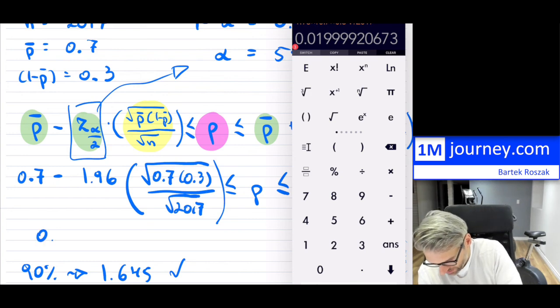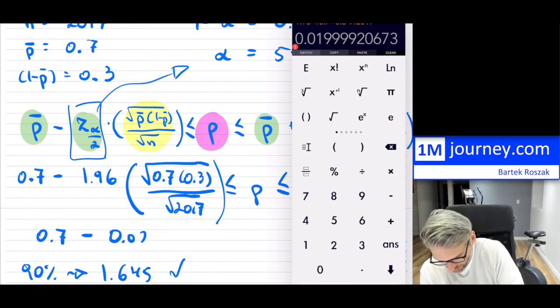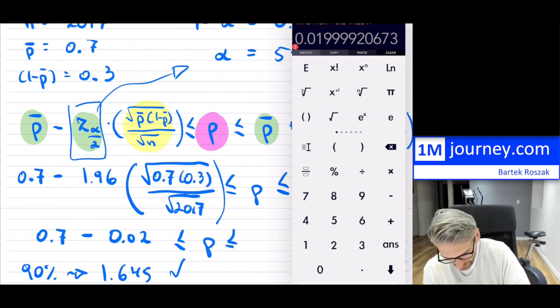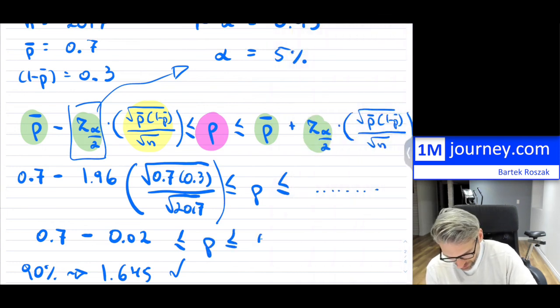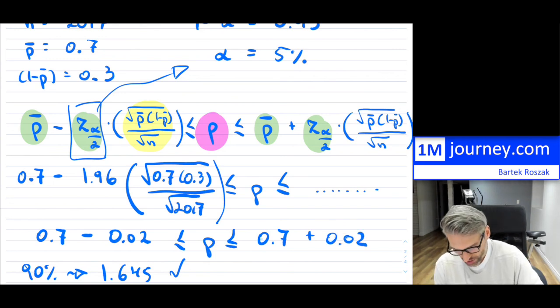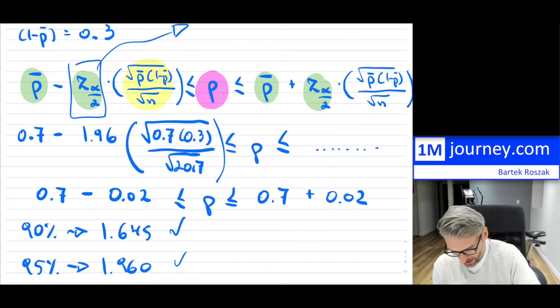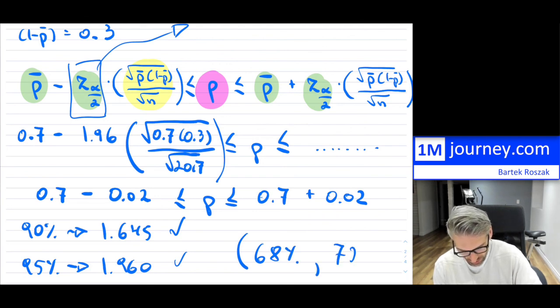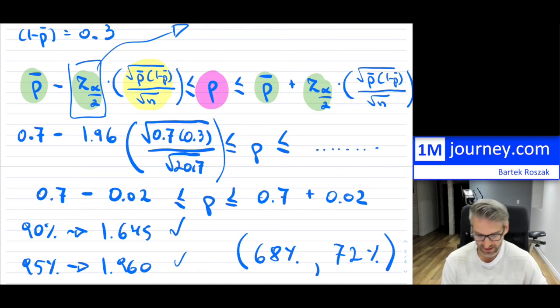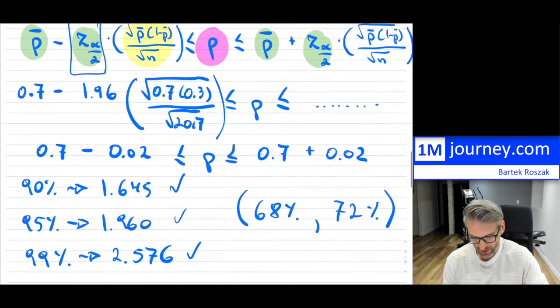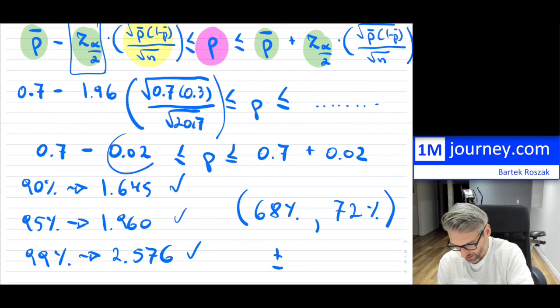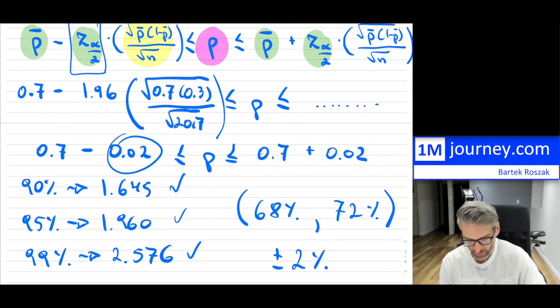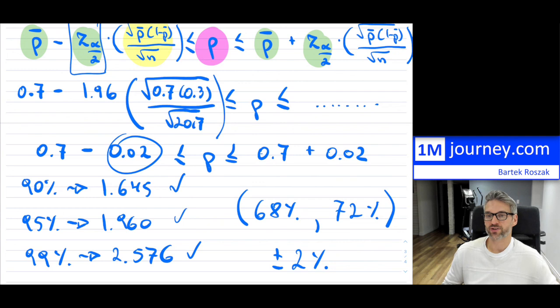So what does this say? This is 0.7 minus 0.02, and then this is going to be 0.7 plus 0.02. So my confidence interval is basically anywhere from 68% all the way to 72%. So that's my confidence interval. My margin of error, so that's this right here, is plus or minus 2%. That's what I would actually have within here.